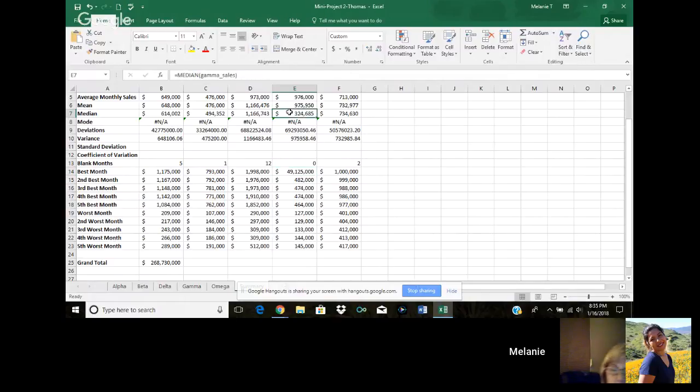I need to still round those up, I think, but the median and then the gamma cells, and that gave me that number. So I'm thinking that's the center value.